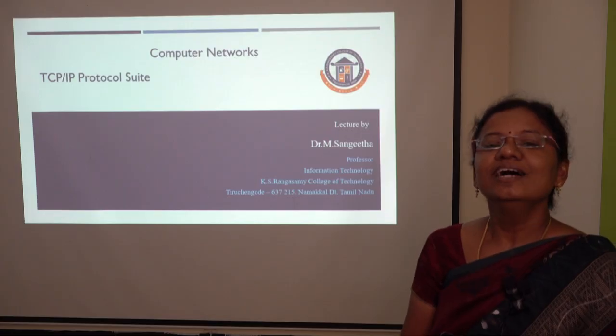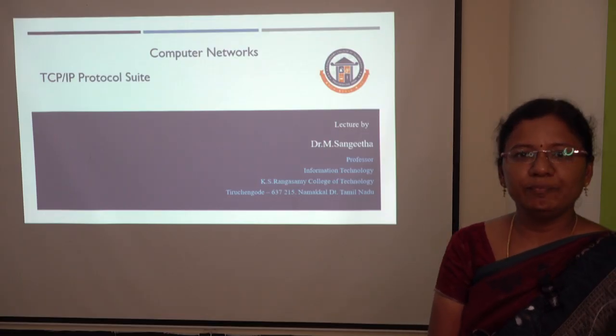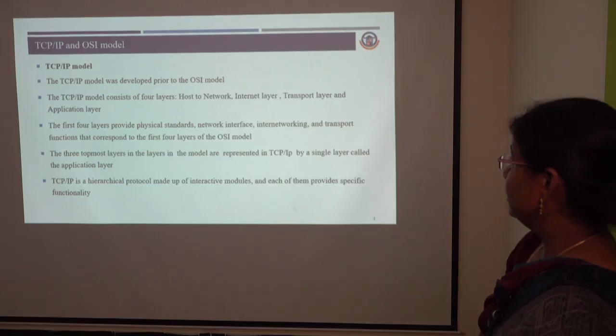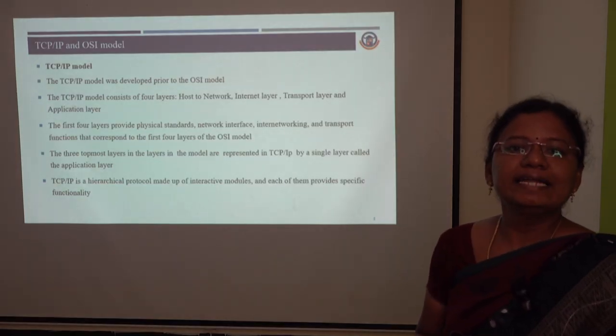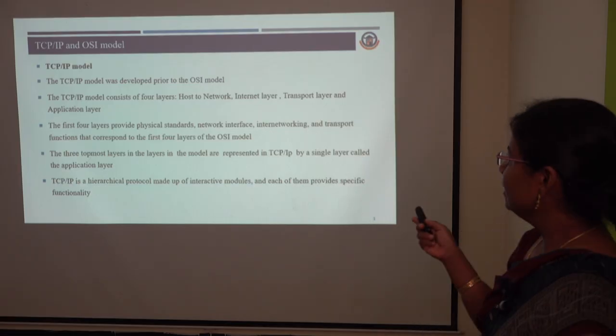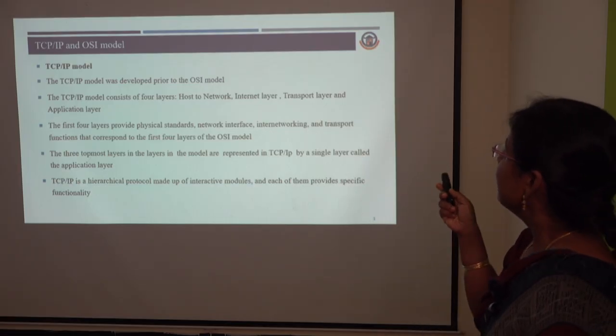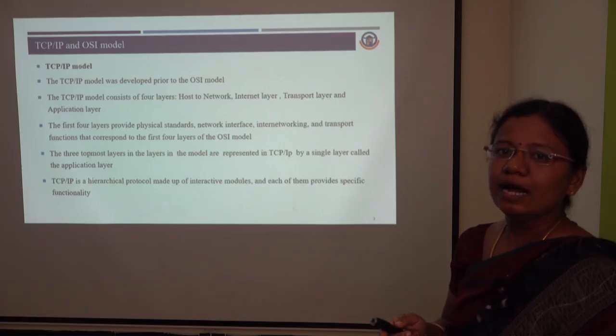Today we are going to discuss the TCP/IP protocol suite. This TCP/IP model was developed prior to the OSI model. This model contained 4 layers. What are the layers? That is host to network layer, internet layer, transport layer and application layer.